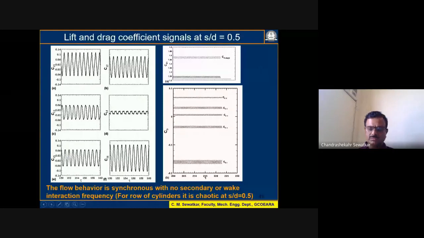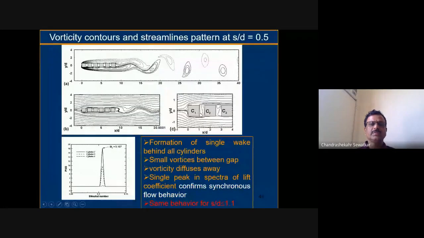Just sharing with you the results for when S by D is very low. You can see the vortex shedding is occurring behind the last cylinder only, and all the cylinders are enveloped in one wake.